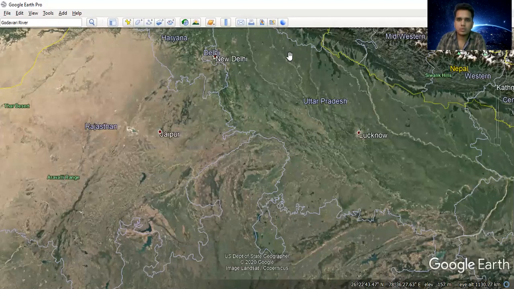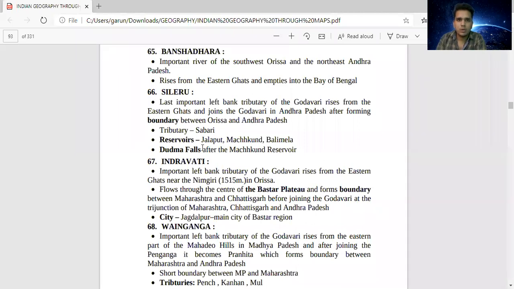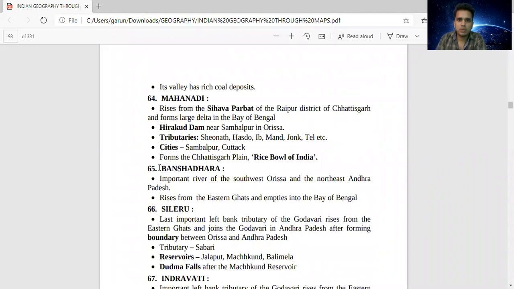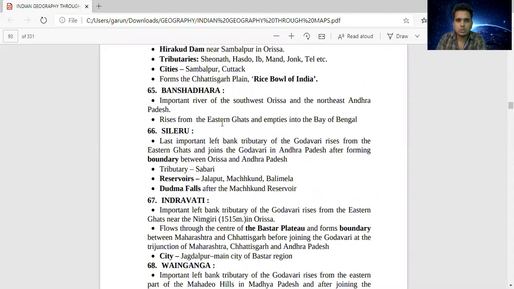So we were at the 65th river yesterday. We have done Banshadra, and now we are doing the 66th river, Seleru. Last important left-wing tributary of Godavari. It rises from the Eastern Ghats and joins the Godavari in Andhra Pradesh after forming the boundary between Odisha and Andhra Pradesh.